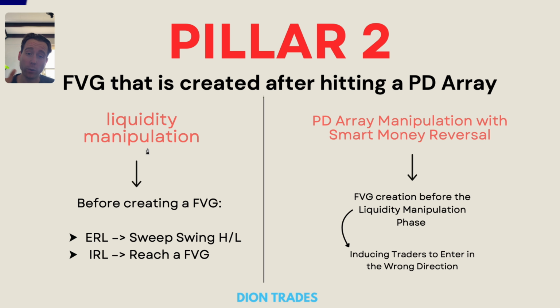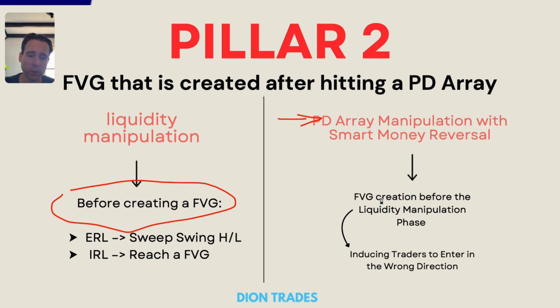What you want to see for a high probability fair value gap is that before we create the fair value gap, we either sweep a high or low, or we reach into a fair value gap and we react from that. So there's already a confirmation that we want to trade off another PD array. Those are the fair value gaps. And if you combine that PD array with the smart money reversal, so fair value gap creation for the liquidity manipulation phase, inducing traders to enter in the wrong direction.